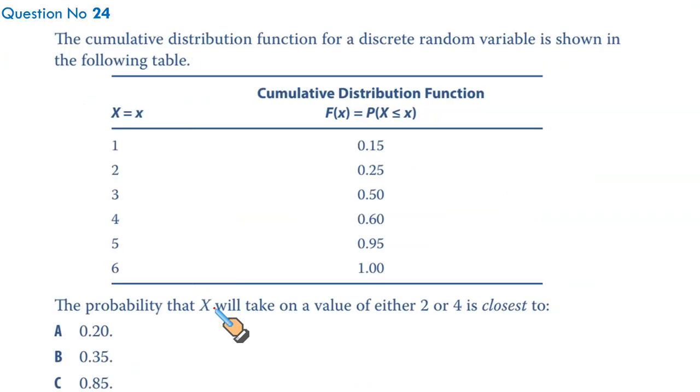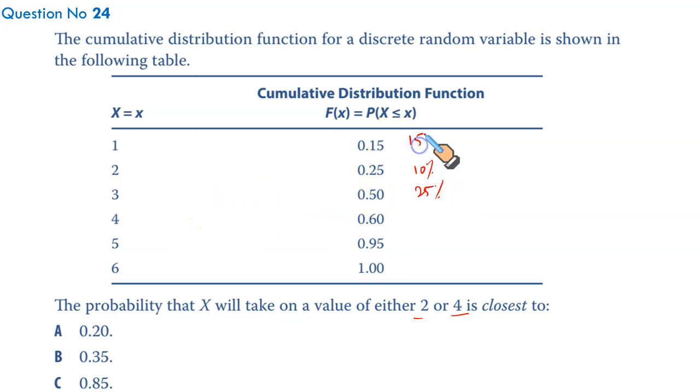Next, again, a distribution function is given. What is required? The cumulative distribution function for a discrete random variable is shown in the table below. The probability that X will take on value of either 2 or 4. If you're given a question like this, I always recommend you to just split these. Since it's a cumulative distribution, you can break this down. From going probability of 1 to 2, the difference is 10. So basically, X has 10% probability. From going 25 to 50, the gap is 0.25, which means it's 25%.